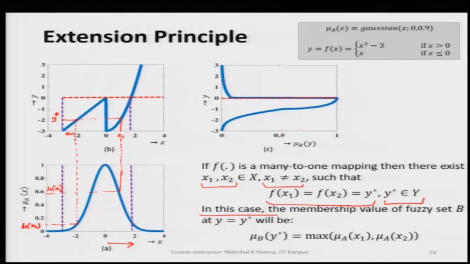That means, for x 1 and x 2, we are getting mu x 1 and mu x 2, and they are different, they are not the same. So, what we do here is we take the max of these two. When we take the max of these two, it is very clear that mu x 1 is the winner. So, we retain mu x 1, because in this case, I am talking about this case only, mu x 1 is greater than mu x 2.